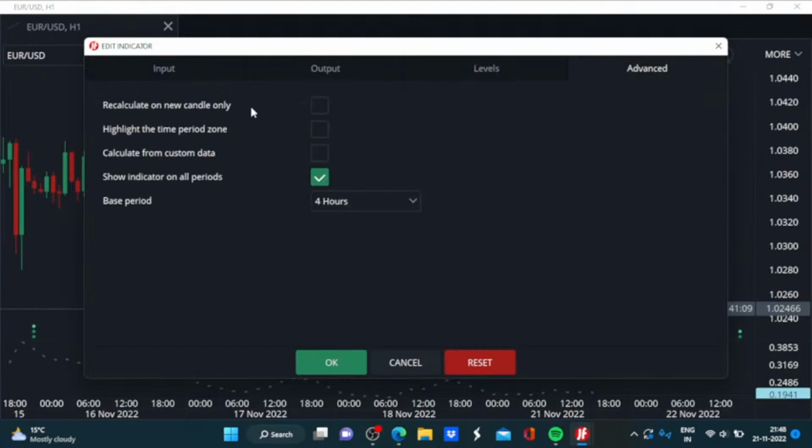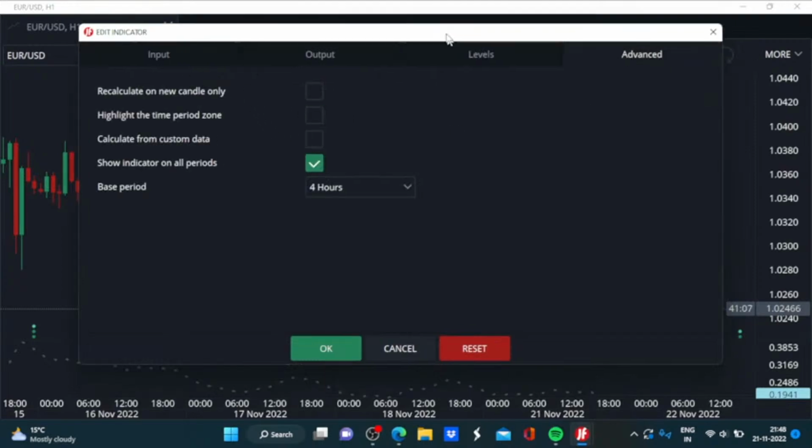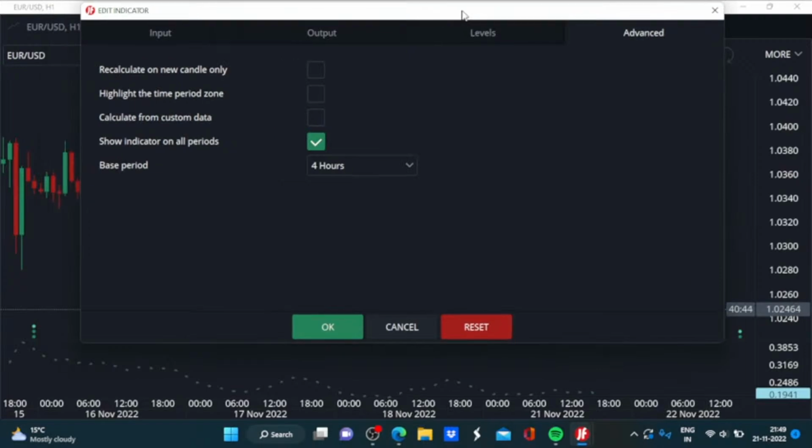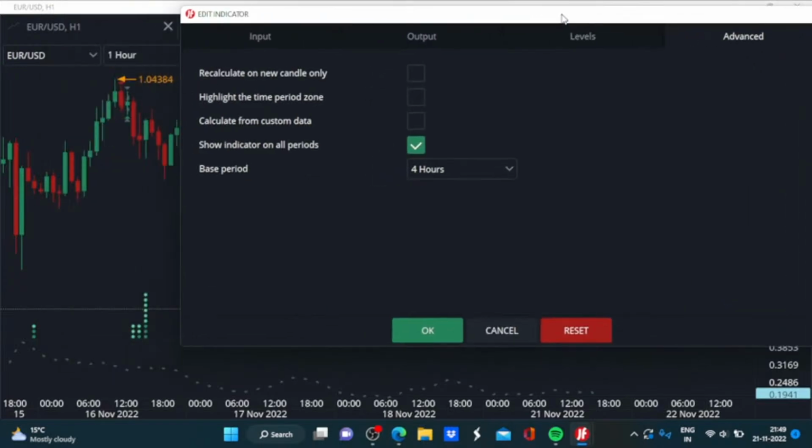Advanced. If you want the output value to remain constant throughout the current candle period, then you can opt in for this option, recalculate on new candle only. In that scenario, the calculation of the indicator will remain constant throughout the current candle, even though the applied price might keep fluctuating. And if you opt out of this, then depending on the current applied price, the output of the indicator is going to keep fluctuating. So that is the difference.